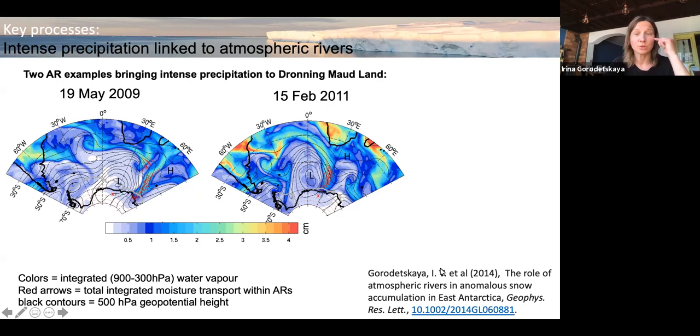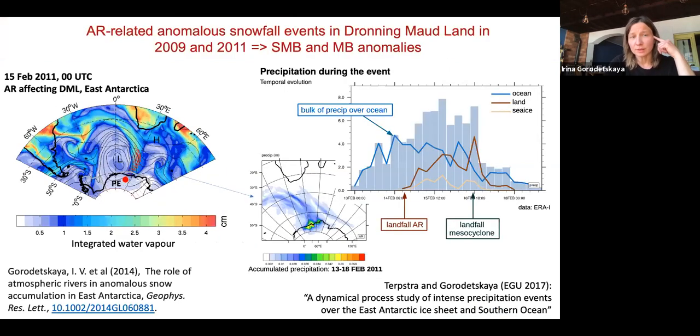That was the first time, in the publication I had in 2014, when we connected atmospheric rivers to precipitation in Antarctica. So, the impact on precipitation. I will first talk about the extreme snowfall event.